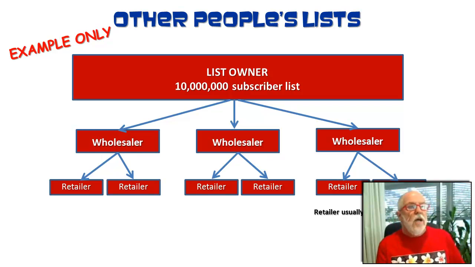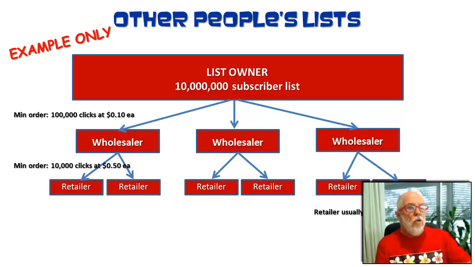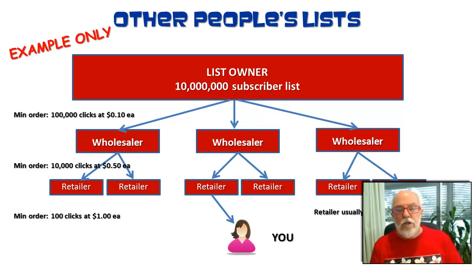They sell clicks in bulk to a wholesaler who sells those to what we'll call a retailer. I'm suggesting 100,000 clicks at 10 cents each to the wholesaler, then 10,000 clicks at 5 cents each to this retailer, and the retailer goes and sells it to you. You're down the bottom of the food chain, and you'll be paying, let's say in this example, a dollar a click. And that's basically how it works.